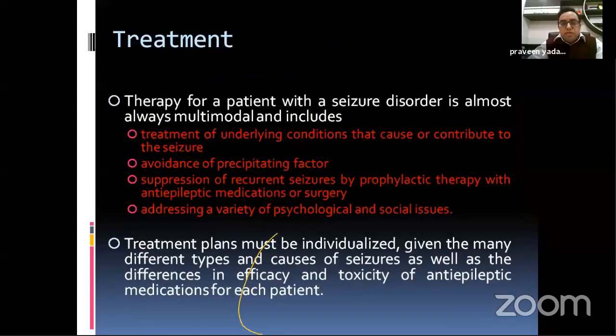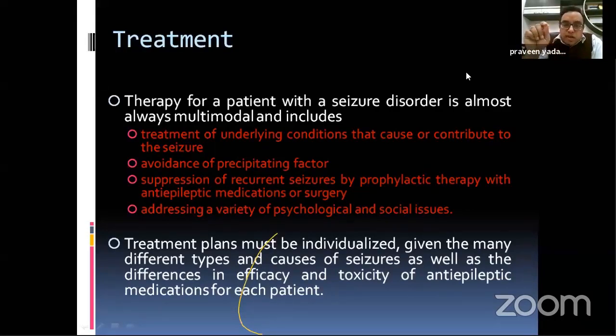Now coming to the treatment. Treatment of epilepsy is multimodal. It's not about just treating the epilepsy. You have to treat the underlying condition, avoid the precipitating cause, prevent seizures, and also address the psychological and social issues associated with the epilepsy. Treatment of the underlying cause means, suppose it's neurocysticercosis with an active colloidal cyst with edema, you have to treat the patient with albendazole and steroids, and make sure that the neurocysticercosis lesions get cured. If it's a tuberculoma, you have to treat the tuberculoma, and then the epilepsy also gets treated. So the treatment of the underlying cause is important.